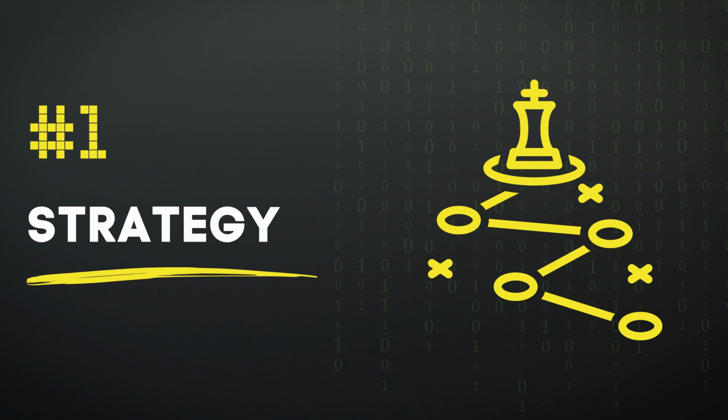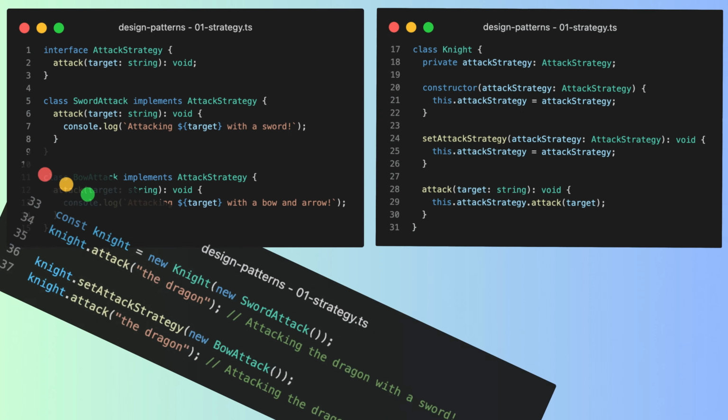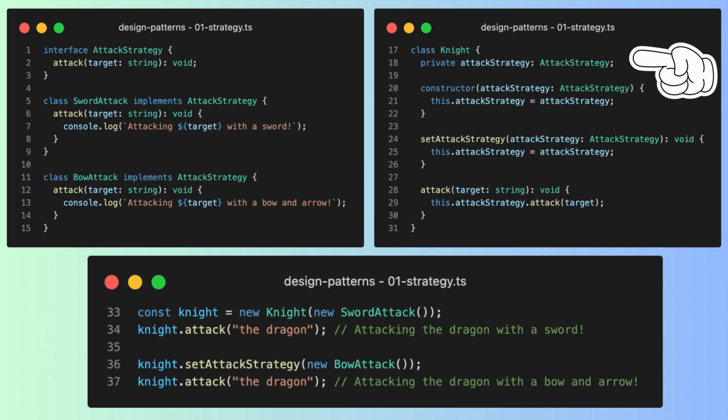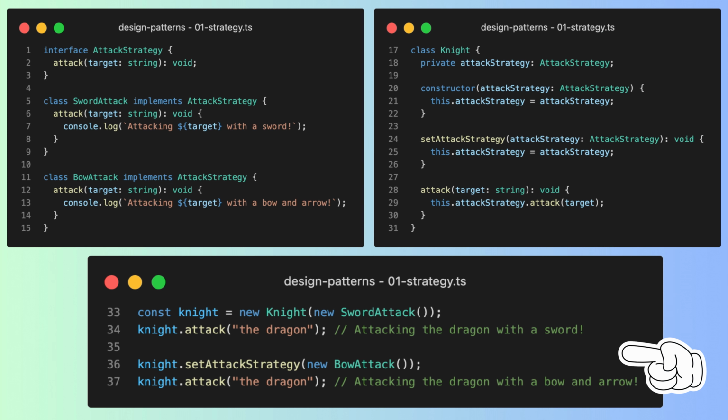Let's take a look at some code to see how it works. In this example, we define two different attack strategies, sword attack and bow attack, both of which implement the attack strategy interface. We also have a knight class, which has a reference to an attack strategy object. At runtime, we can switch between the different attack strategies by calling the setAttackStrategy method on the knight object. This allows the knight to dynamically change their attack strategy depending on the situation they are facing. So whether you're facing a dragon or just a particularly tricky coding problem, the strategy pattern is here to help.